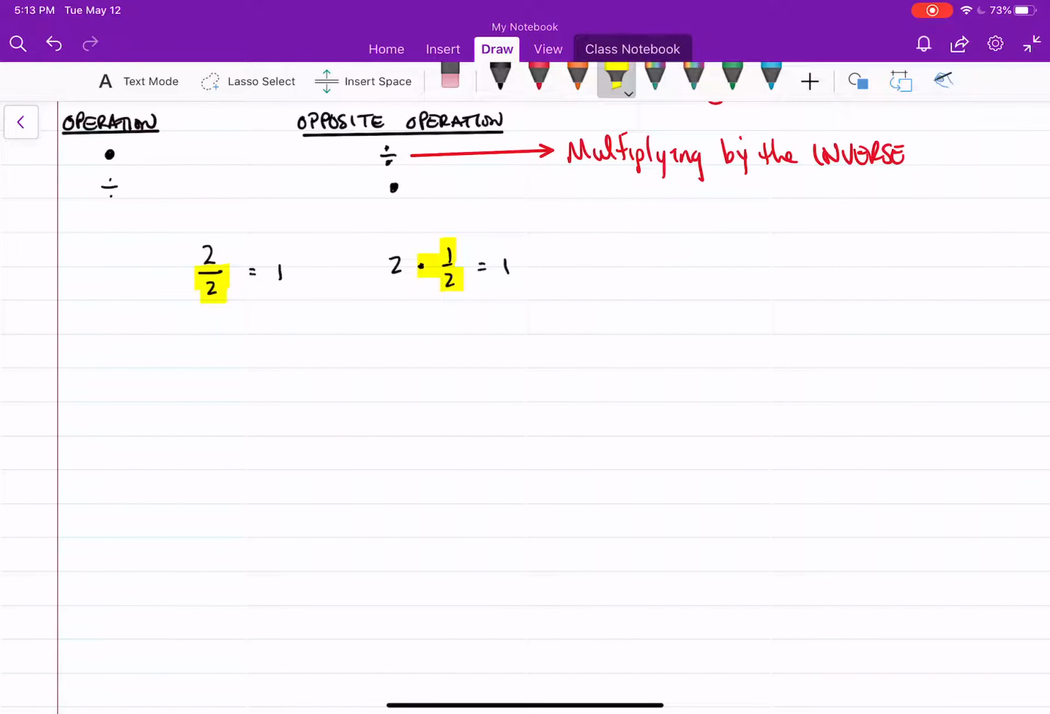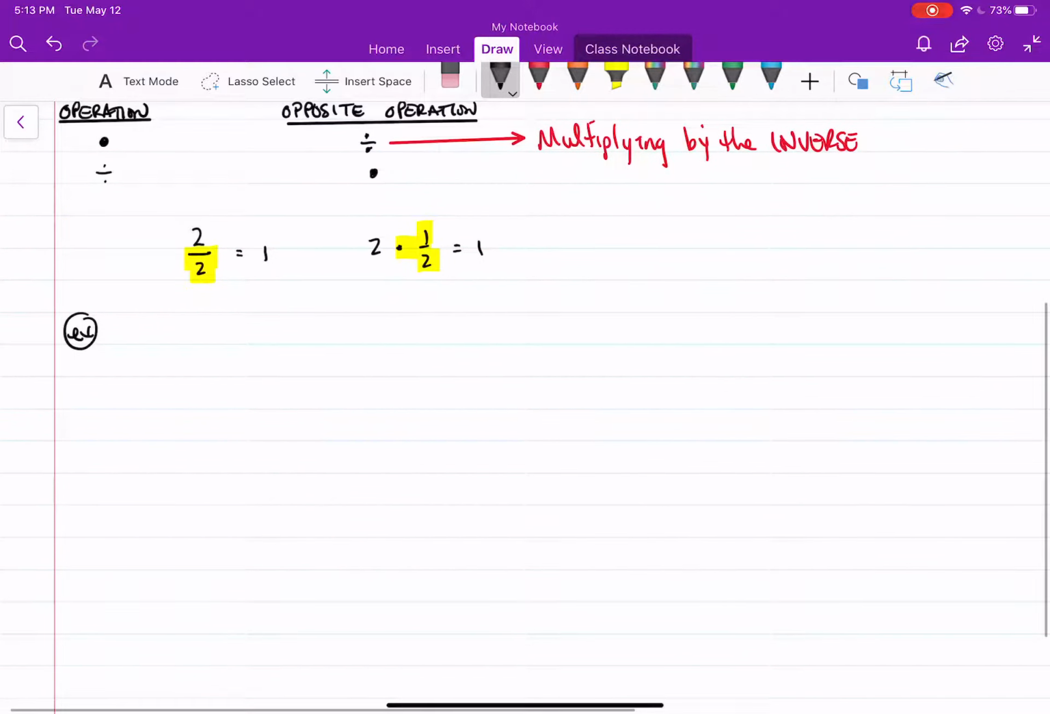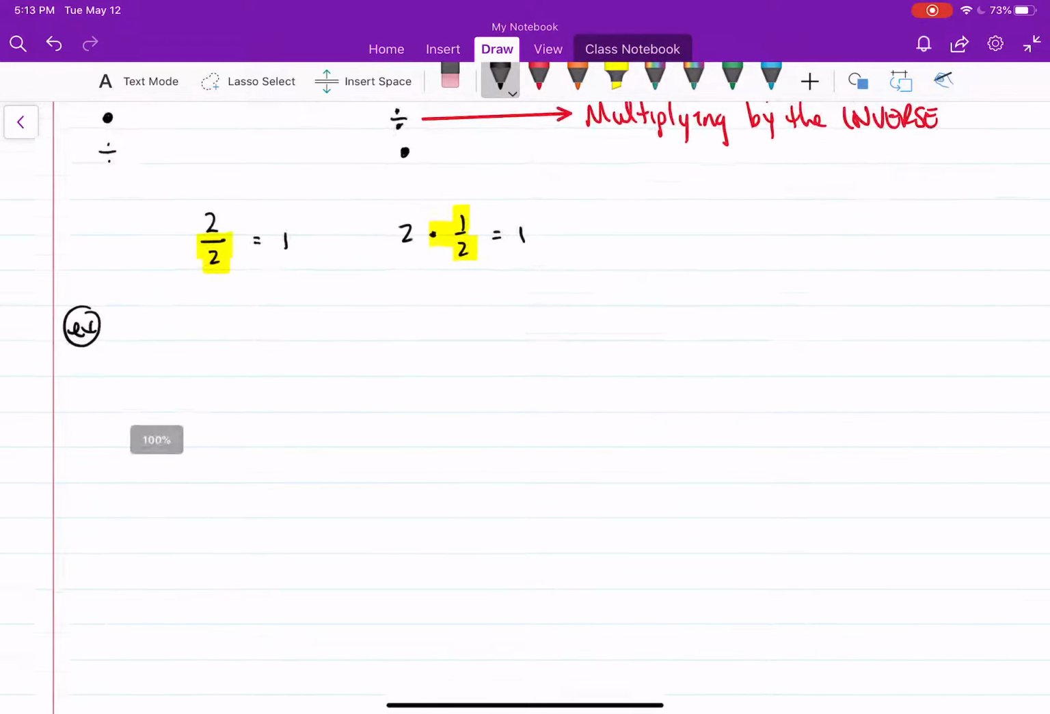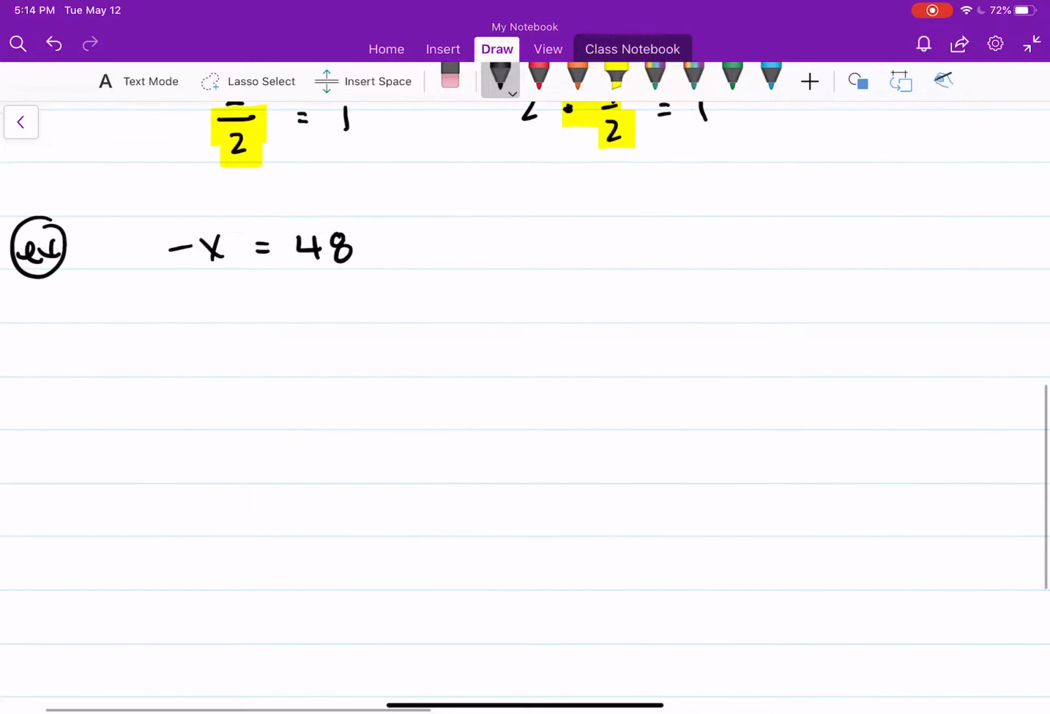Let's get into some examples here. So again, we'll only focus on the multiplication division aspect of things. So let's do an example. So my goal is still to get a positive 1x, or positive 1, whatever the variable might be, but still a positive 1 of that, okay? So let's say this example says negative x is equal to 48, right?